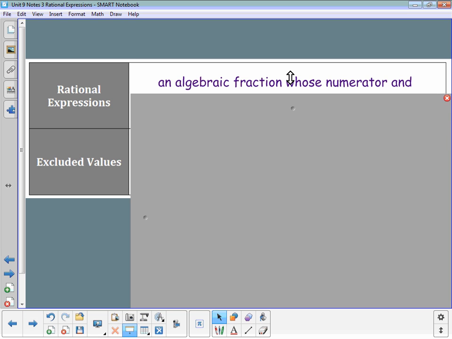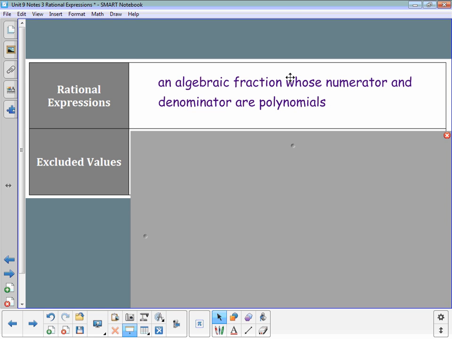A rational expression is an algebraic fraction whose numerator and denominator are polynomials. So for example, we'd have something that looks maybe like this, x over y. Both of those things have variables in them, which makes them polynomials, okay?